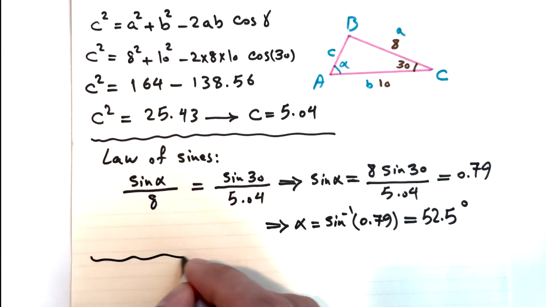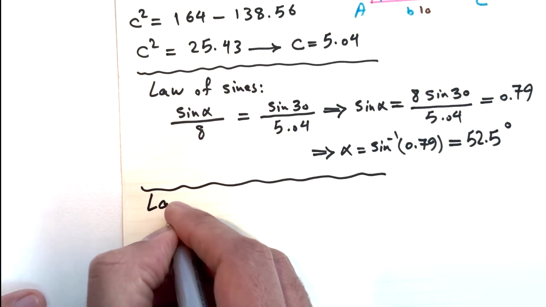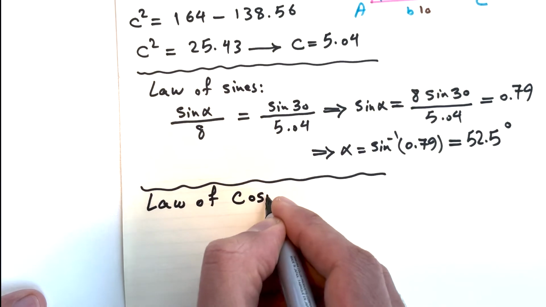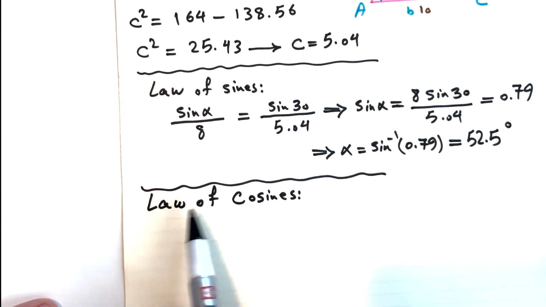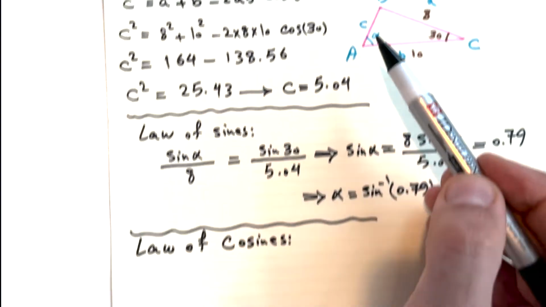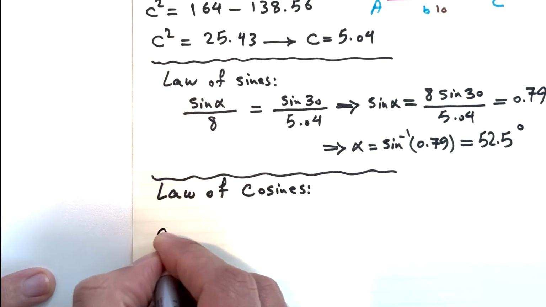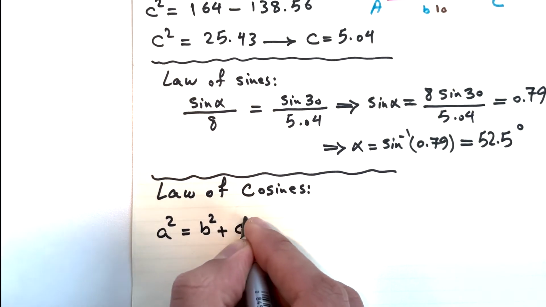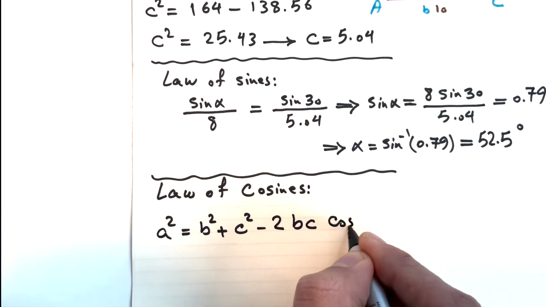Now let's take a look and see what if we use the law of cosine. So I'm going to now find the alpha by using the law of cosines. So here I'm going to write the law of cosine for side A and angle alpha. I will write it like this. A squared is equal to b squared plus c squared minus 2bc cosine alpha.